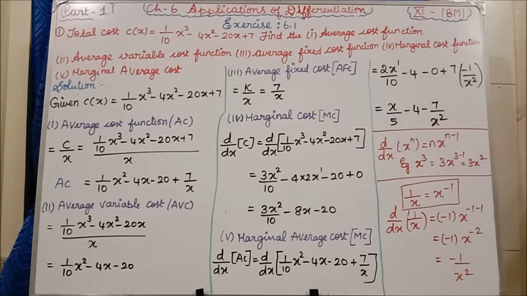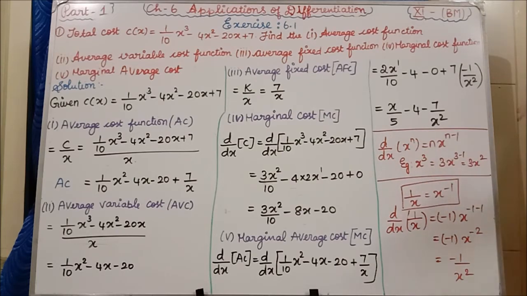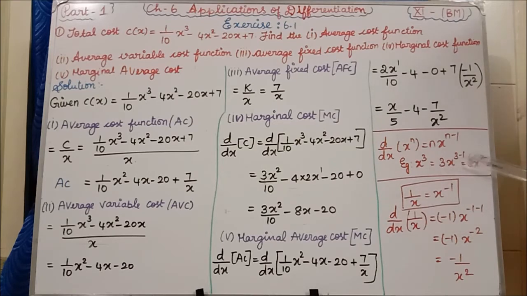Clear? Now, what we learned in chapter 5, differential calculus, that concept we will be applying here. It is a very simple, basic concept. d by dx of x power n is n into x power n minus 1. So if you differentiate x cube, what will you get? I will write an example: 3 into x power 3 minus 1, so we can write 3 into x square.